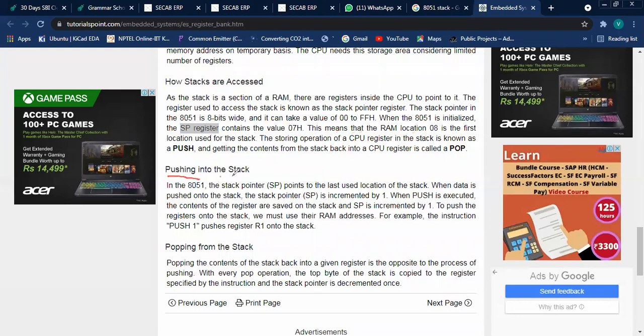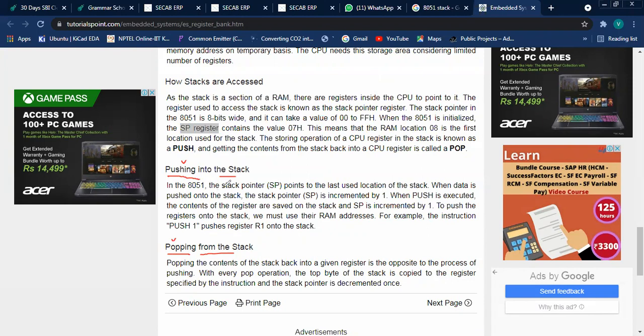Pushing into the stack is the push instruction. Popping from the stack, that is taking back the data from the stack memory, is called pop. Now what will happen when I use push and pop? I will show you the examples in the next slide.